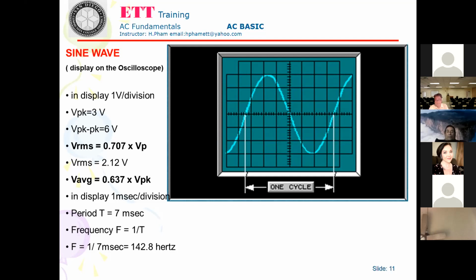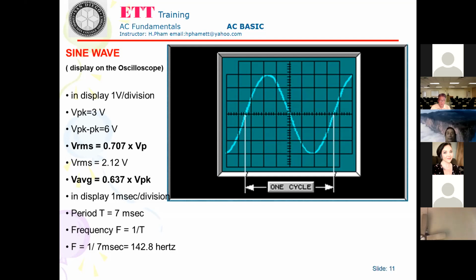Okay, after you get V peak to peak, then you can get V peak, right? Just half of the peak to peak. That means you get 3 volts. And then you're also able to get VRMS, or if they want V average, there is a formula for you. Okay? And the next step, they want to know what is the period.